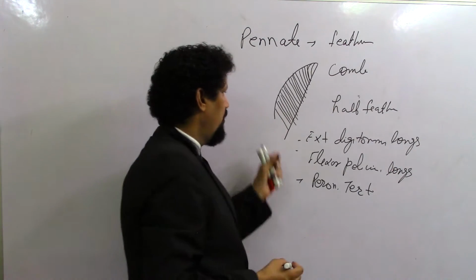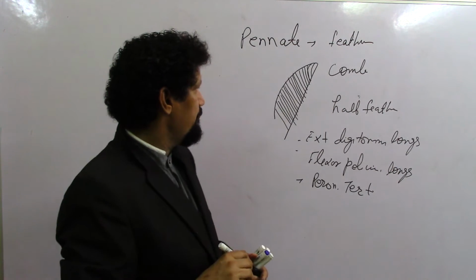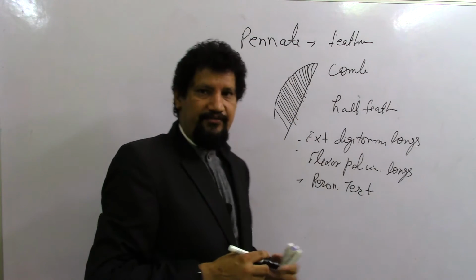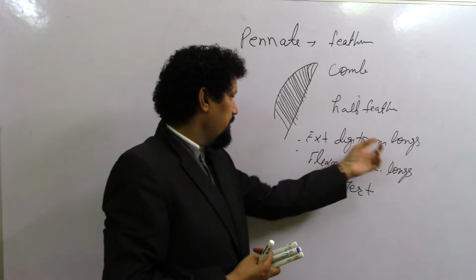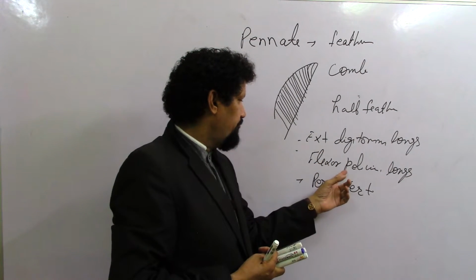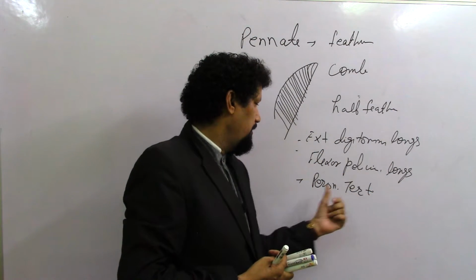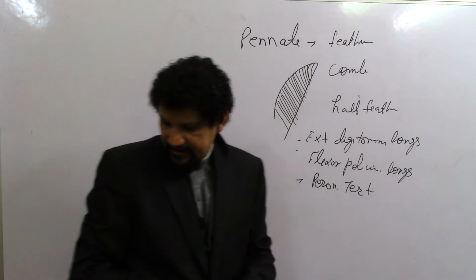So this type of pattern, that is comb like or the half feather pattern, is seen in the extensor digitorum longus, flexor pollicis longus and peroneus tertius.